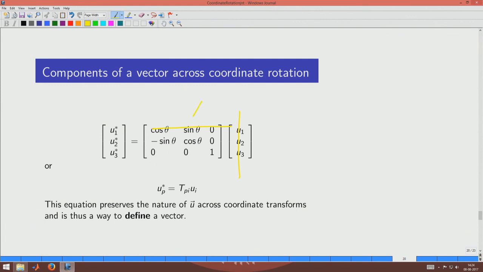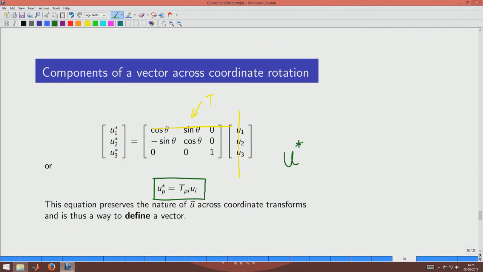We have got this expression, and it is not surprising that the matrix coming in here is nothing but the transformation matrix T. The reason is that we have used the unit vectors to arrive at this particular expression. So, the way unit vectors transform is given by the transformation matrix, and we should get the same matrix here. So, the way the elements of a vector transform when the coordinate system is rotated is given by the same expression as we have done earlier, namely up star is equal to t pi ui. Let us look at this expression carefully.